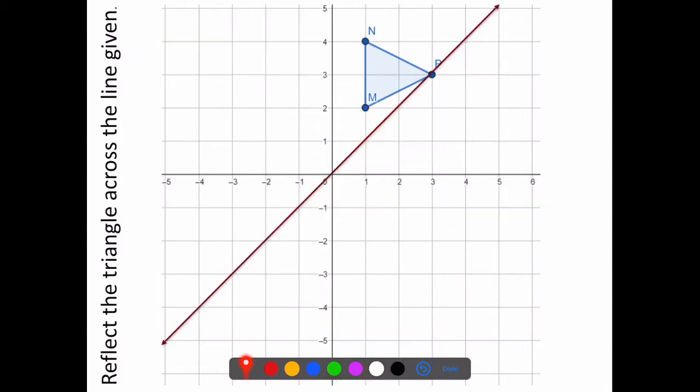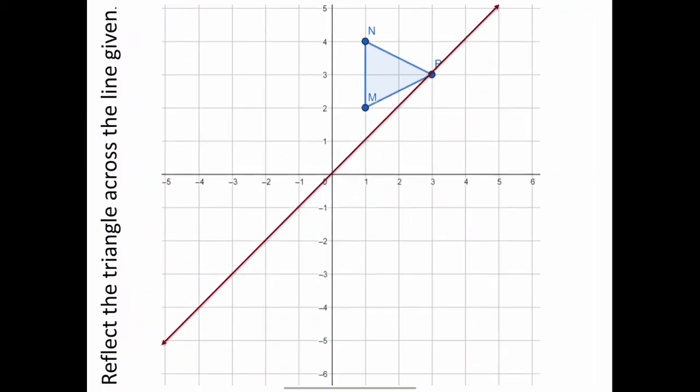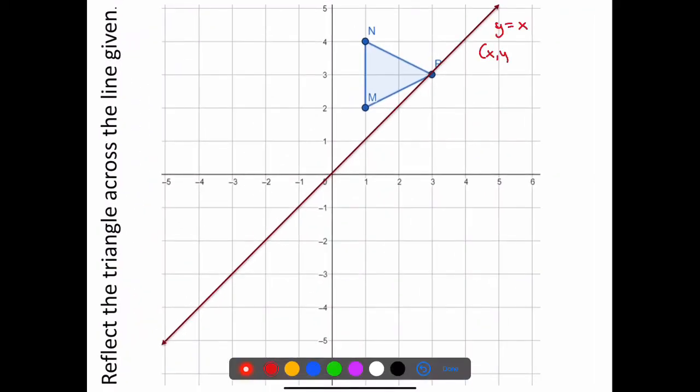Next up, we have the line y equals x. So go ahead and reflect over this line real quick, and then we'll go through it. All right, so using our rule, if I'm reflecting over the line y equals x, that's the same as (x, y) turning to (y, x). We're just flipping our signs.